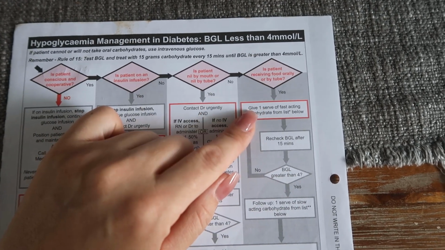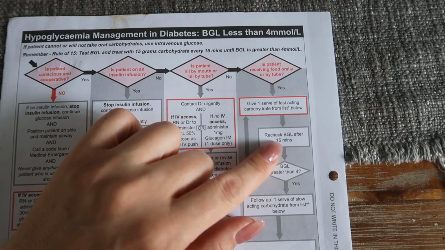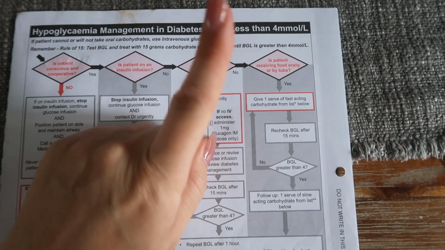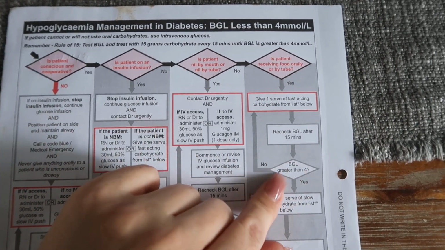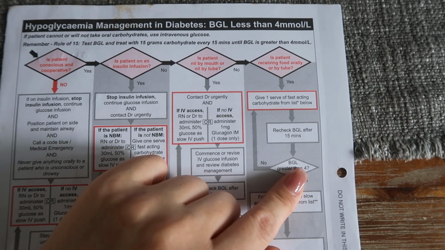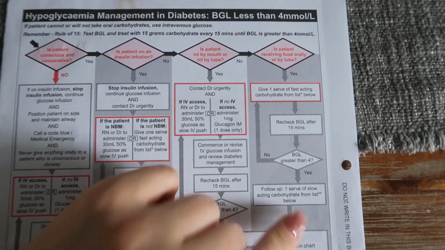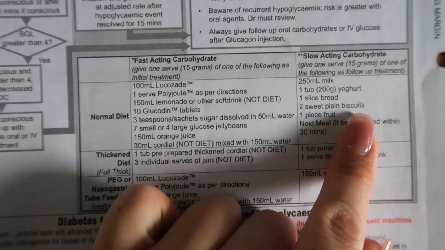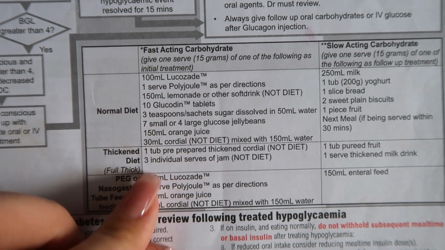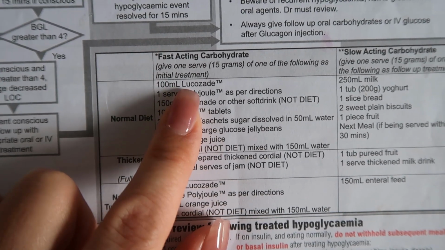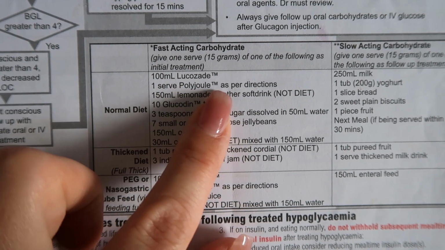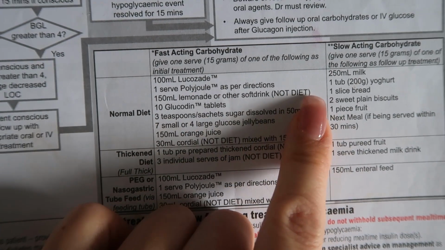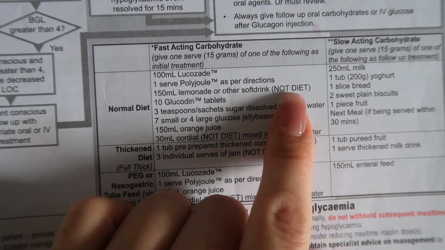You give 1 serve of fast-acting, recheck after 15 minutes. If not above 4, give 1 more serve of fast-acting only, recheck again, and if you finally went up above 4, then you give 1 serve of slow-acting. Now, here are your fast-acting and slow-acting carbs. For the fast-acting carbs, we have a list of 100 milligrams of glucose, 1 serve of Polygel as per directions. We have 150 ml of lemonade or other soft drink. Make sure that it's not a diet one, because we need some sugar in it.